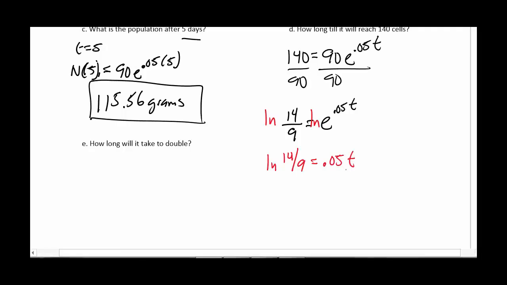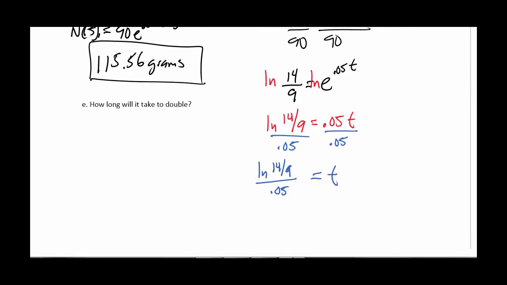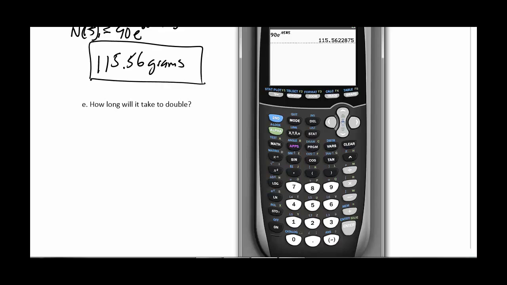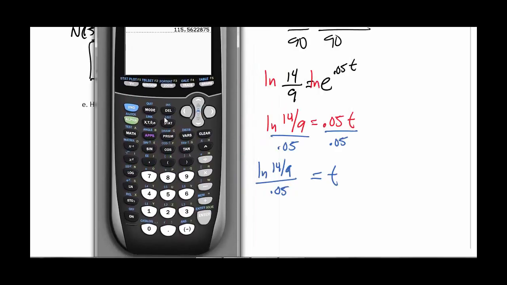And so now I just need to solve for t. So I'm going to divide both sides by 0.05. And so I get the ln of 14 over 9 divided by 0.05. And so that's what I want to type in my calculator. So come over here. ln 14 divided by 9 divided by 0.05. All right, so I get that t is 8.8384.